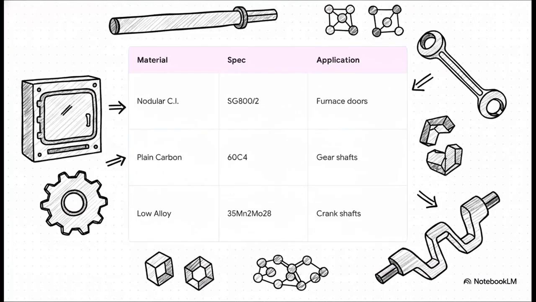And this brilliantly illustrates how we actually map out different steel specifications for entirely different jobs. Check this out. For furnace doors or heavy-duty gears, you need something incredibly robust, right? So engineers select nodular cast iron, specifically SG 800-2. But if you're making gear shafts, axles, or pinions, you shift gears to plain carbon steel, designated as 60C4. And for highly stressed dynamic parts, things like crankshafts and connecting rods, you absolutely need low alloy steel like 35Mn2MO28. It's amazing how different jobs require entirely different microstructures.